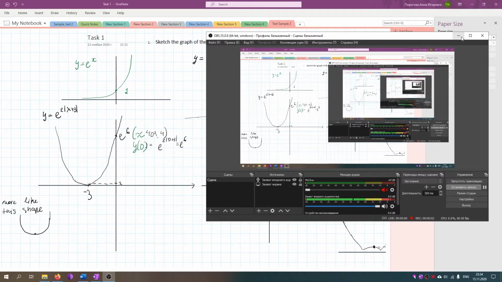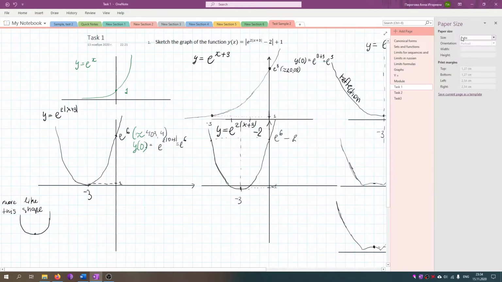So guys, let's discuss task 1. Well, we need to sketch the graph of the function. It's pretty complex, so let's start with the basic one. Y is equal to e to the power of x. So it looks like this, just a basic function.